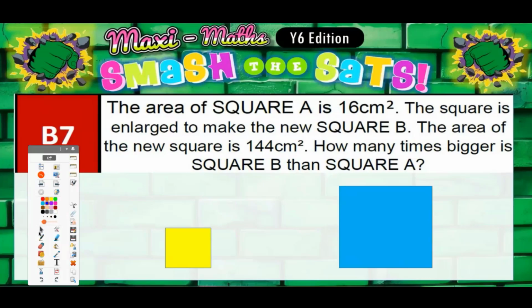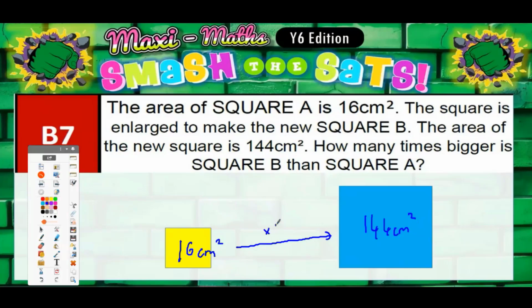We could mean how many times bigger are the side lengths, or we could mean how many times bigger is the area. And it's a different answer depending on what you're checking. So, if we are checking the area, we're going from 16 centimeters squared to 144 centimeters squared, and we're seeing what we're timesing by. So it's basically how many 16s make 144.